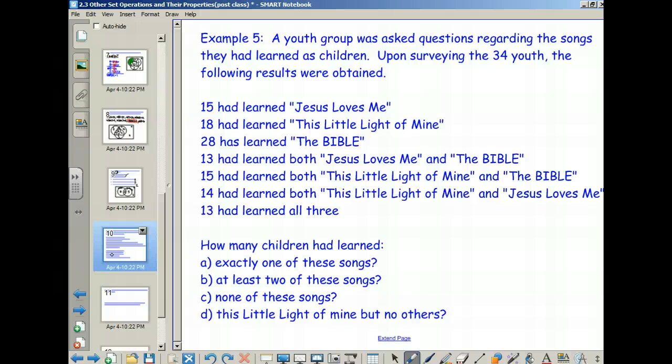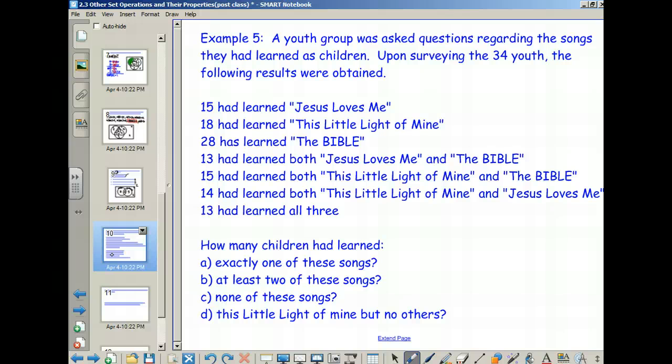The youth group was asked questions regarding songs that they had learned as children. Upon surveying the 34 youth, the following results were obtained. 15 had learned Jesus Loves Me, 18 This Little Light of Mine, 28 the Bible, 13 Jesus Loves Me and the Bible, and so forth. So we've got some overlapping things. At the end, 13 had learned all three. And then we have some questions. How many children had learned exactly one of these, at least two of these, none of these, and This Little Light of Mine, no others?